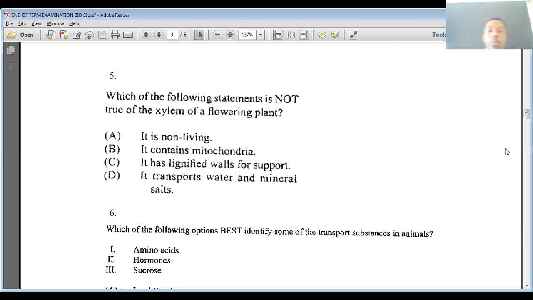Let's go back to this now. I just wanted to show you how it is structured. Yes, xylem vessels are non-living. Yes, they do contain mitochondria for energy to push the water molecules and the salt molecules up the tube. And yes, they transport water and mineral salts. So the answer is B, right? Sorry, so it doesn't contain mitochondria. The answer is B, all right?